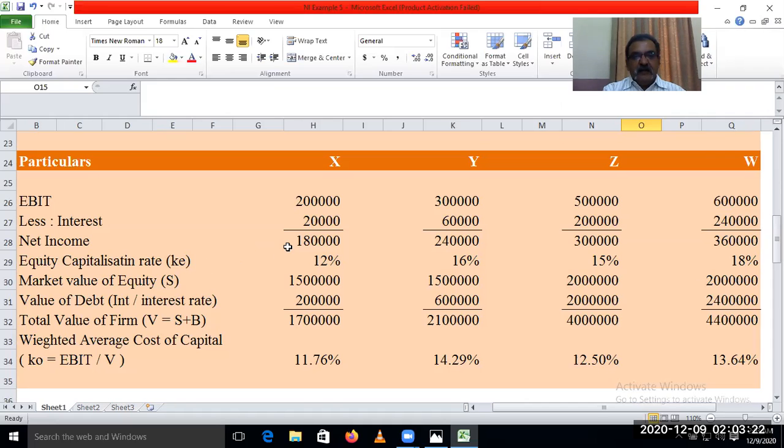Now the net income divided by equity capitalization rate is equal to market value of equity. So X 1,80,000 divided by 12%, that is equal to 15 lakhs. You can check out here. That is market value of equity. That is, net income divided by equity capitalization rate.